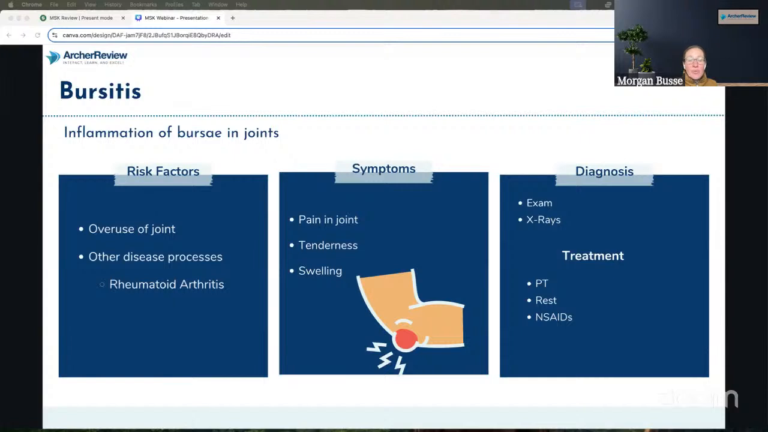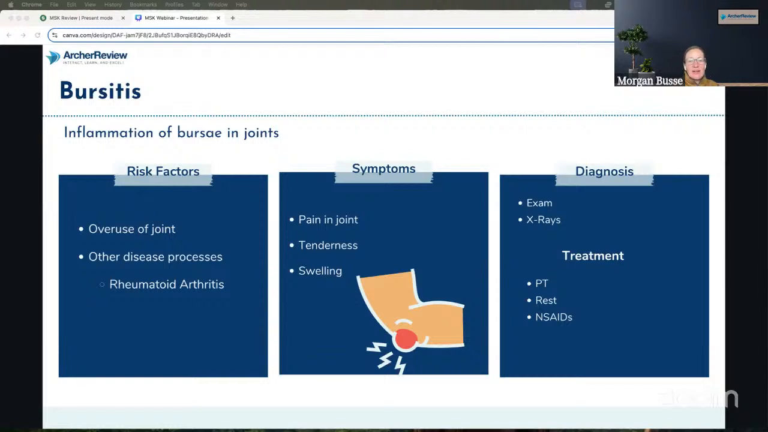We think of tenderness, you can see it. We would go ahead, get an x-ray, an exam. And what you're going to do is just pretty much have them rest. You can consider PT, especially for hip bursitis. Is there something that's not sliding right or something that's really kind of bothering that hip bursa that we need to be concerned about? And then NSAIDs.